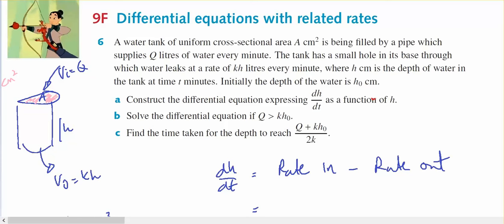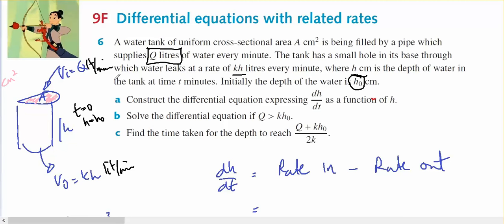And what else do we have happening here? It's filled by Q litres of water every minute. So Q litres per minute goes in. The tank has a small hole at the base of which water is leaking at a rate of kH litres per minute, where H is the height of the water. Initially, the depth of the water is H0 in centimetres. So at time equals 0, H equals H0.